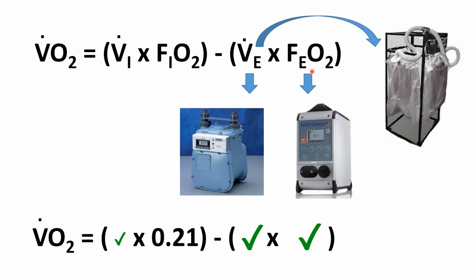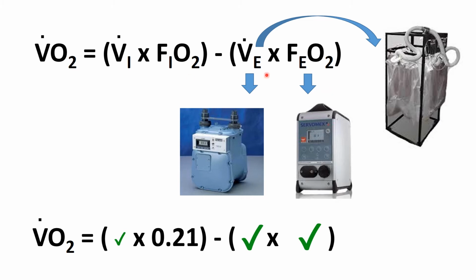If you're expiring into the bag and collecting an expired air sample, that means everything that we measure in that bag is going to relate to this expired side of the equation. So the E part, if you like, takes care of the expired. And what's important to note is that if you want to calculate VO2, you have to know each part of this equation. There are 4 elements and you have to know each one. If you don't know one of the elements, you can't work out oxygen consumption.